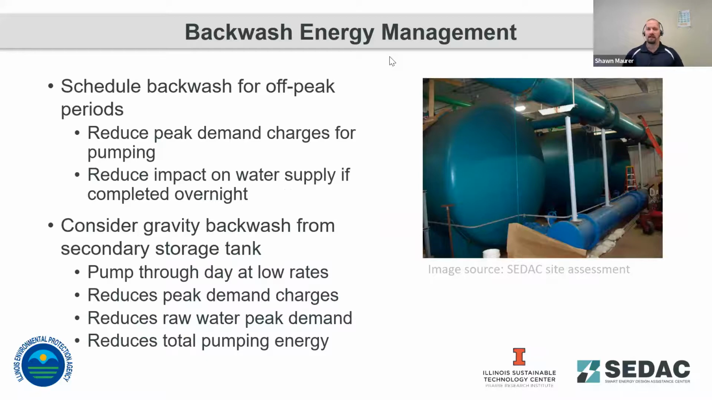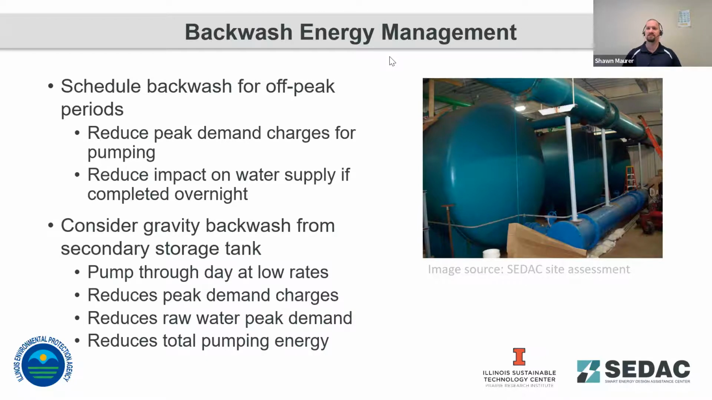Something else to look at on the energy side is scheduling of backwash for off-peak times of the day. If you can add a little automation to the system, instead of allowing a backwash to happen during peak energy draws in the late afternoon, between 3 p.m. and 6 p.m. in the afternoon and evening, if you can offset that backwash to a time when energy demand is lower, especially if you're on a time of use schedule, which is probably common for larger plants, maybe not so common for small plants, that can help save you some demand charges on your energy costs.